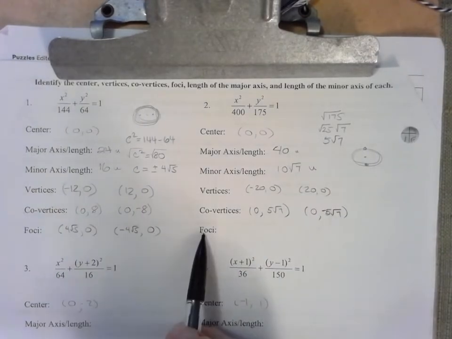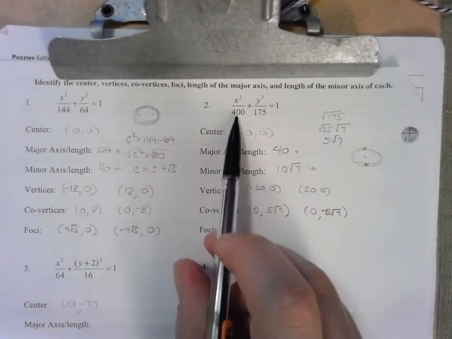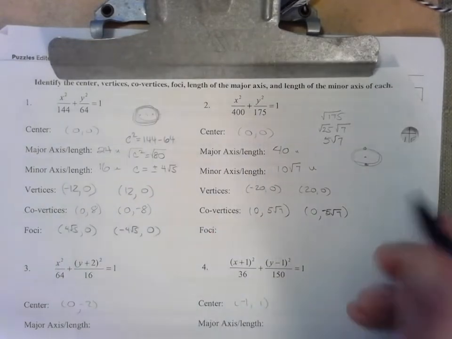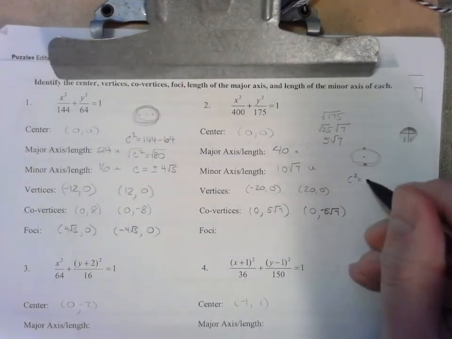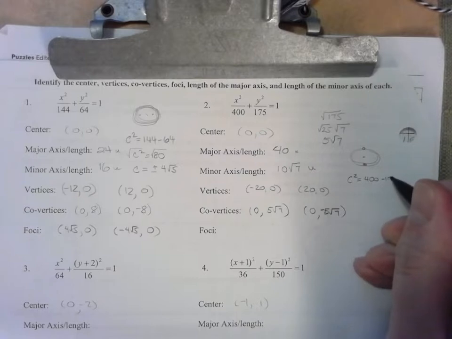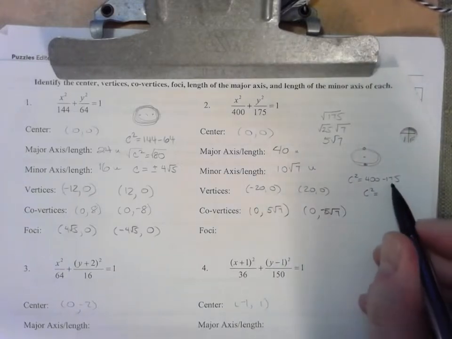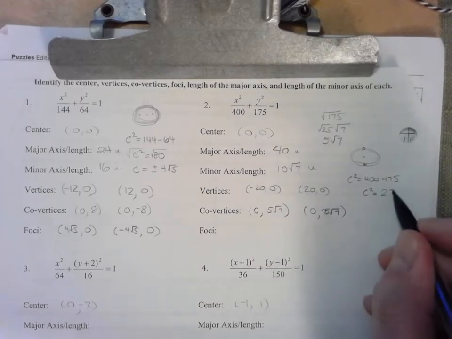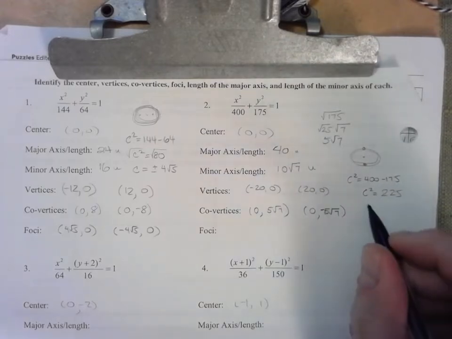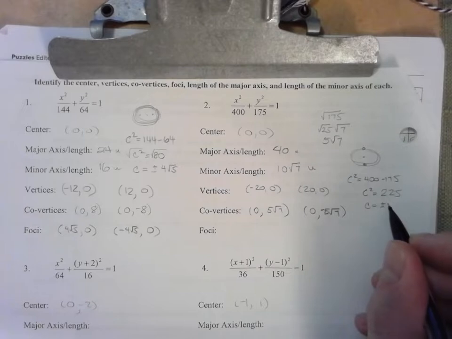Let's find the location of the foci. A squared minus b squared equals c squared. So I'll do c squared equals 400 minus 175. C squared equals, let's see, if I had 25, that's 200, so 225. Oh, that's a perfect square. So c equals plus or minus 15.